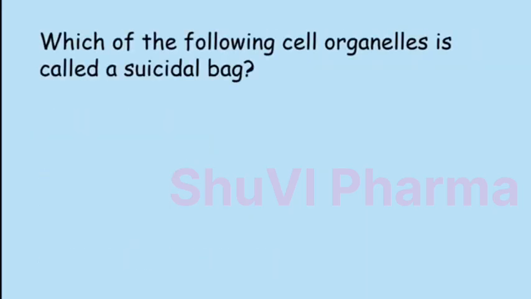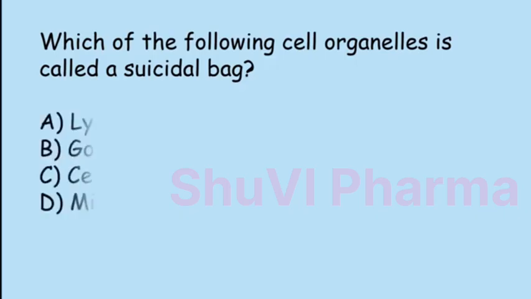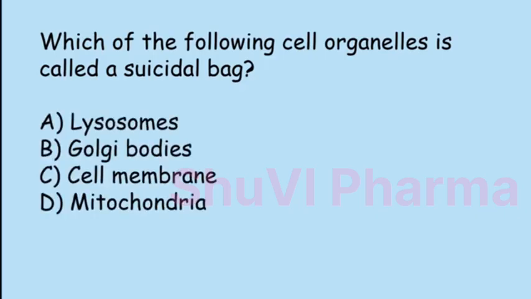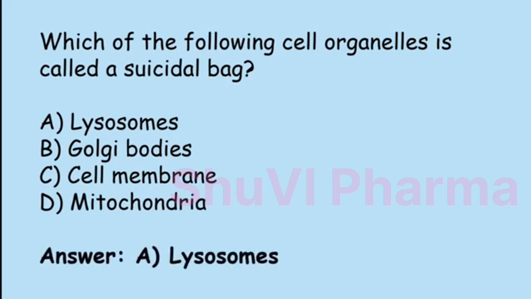Which of the following cell organelles is called a suicidal bag? Lysosomes, Golgi bodies, cell membrane, mitochondria. The correct answer is option A. Lysosome cell organelle is called a suicidal bag.